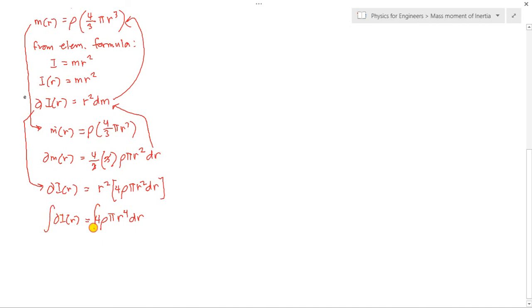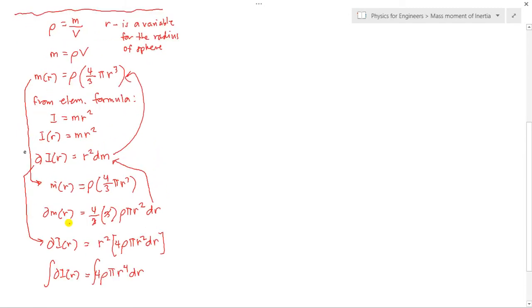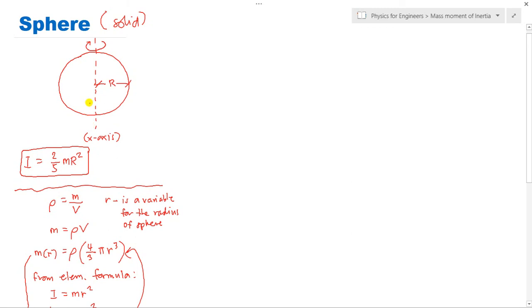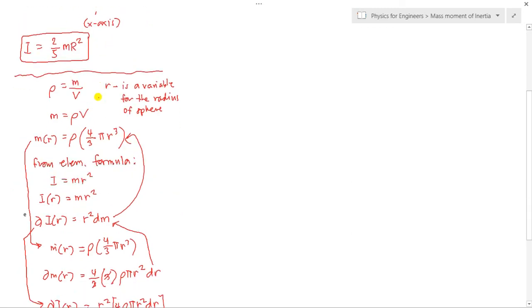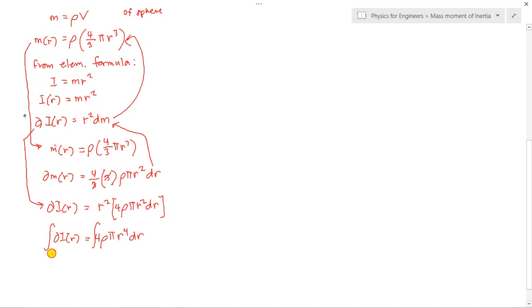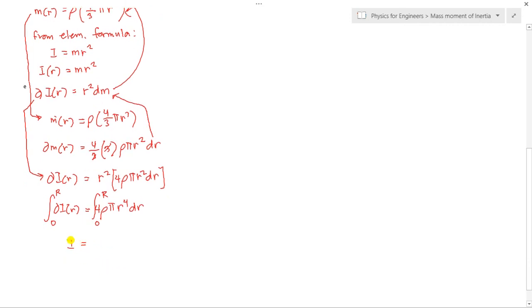So integral dr, since this is a function of r, the initial radius of the sphere, since this is a solid sphere, starts at the center point, that is 0. So the radius is 0 to the radius of the sphere, which is capital R. The same thing here, 0 to R. Then I equals, in this case we apply the power rule. So just factor out the constant 4 rho pi. Then the integral of r to the 4th is r to the 5th over 5.